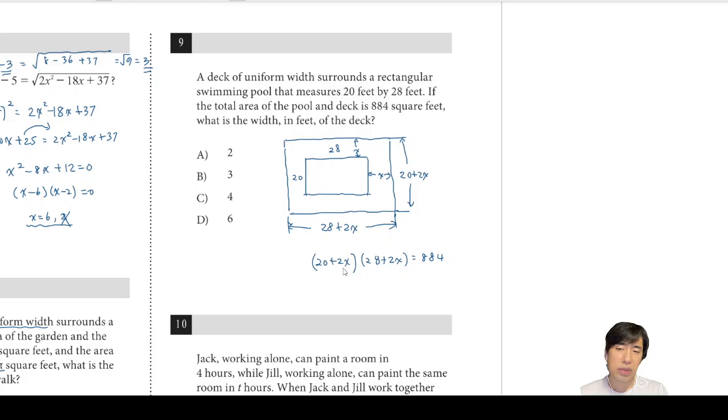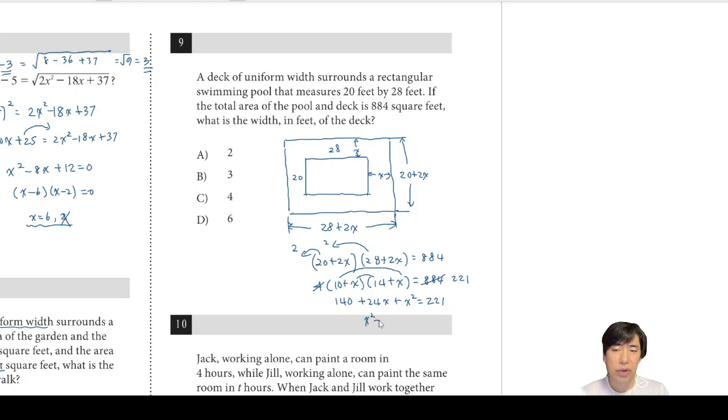To do it a little bit simpler than what we have, let's factor out 2 from this factor and factor out also 2 from this factor. So 2 and 2 are coming out. So that's 4 times 10 plus x, times 14 plus x, is 884. Divide each side by 4, so this becomes 221. Now let me expand this one. So 10 times 14 is 140. That's 14x, that's 10x. So add them together, that's 24x plus x squared is 221.